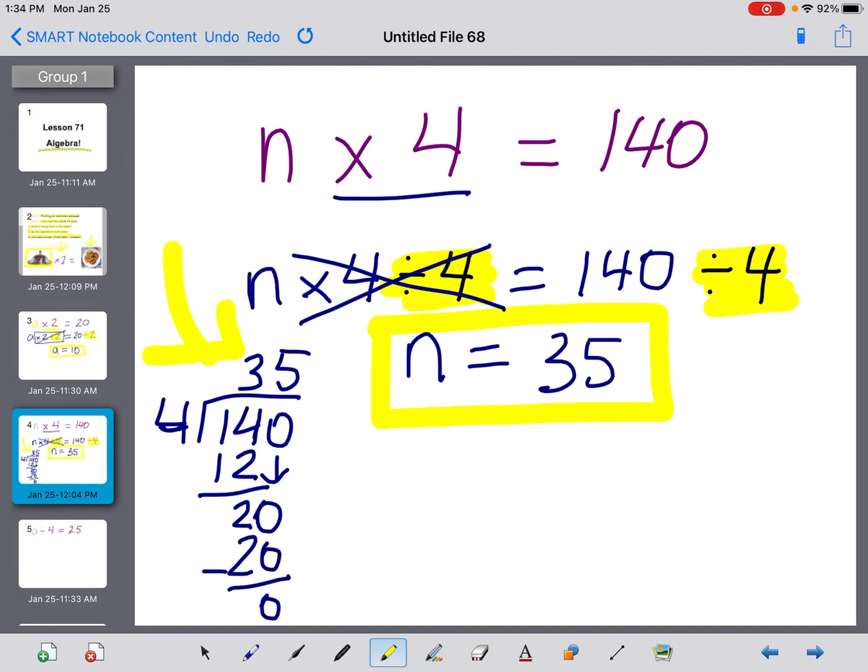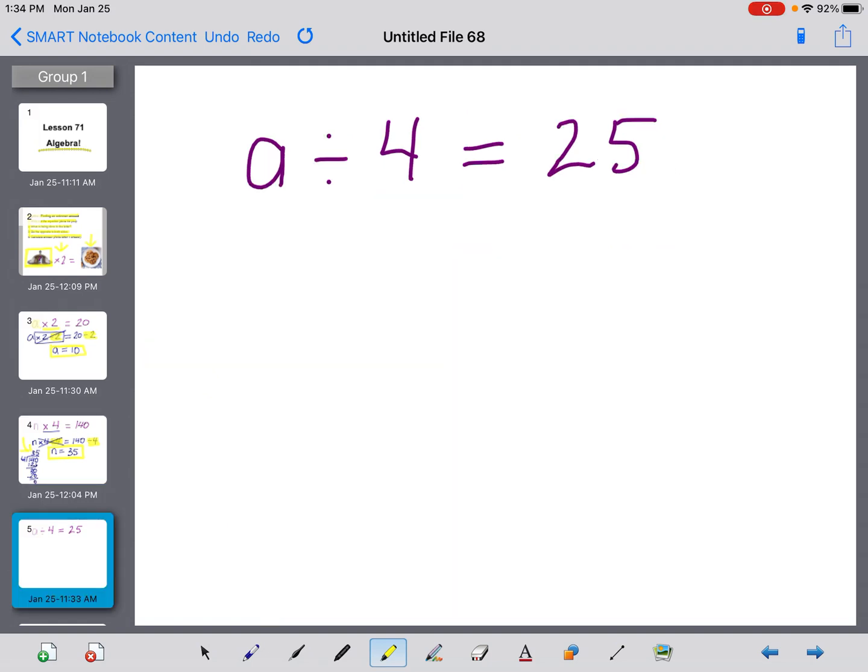So sometimes you may have to end up doing this. You may have to do long division or long multiplication to get the answer, but the steps are still the same. Let's do a couple of examples with division. So division works very, very similarly. We have a divided by 4 equals 25.